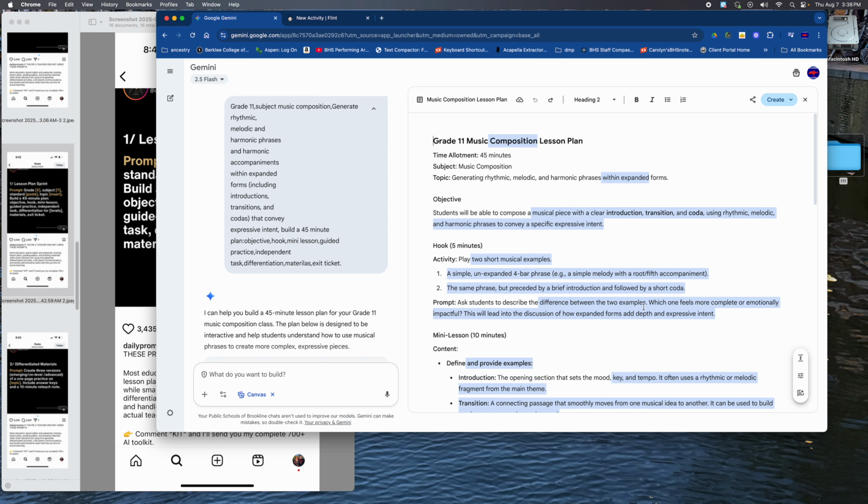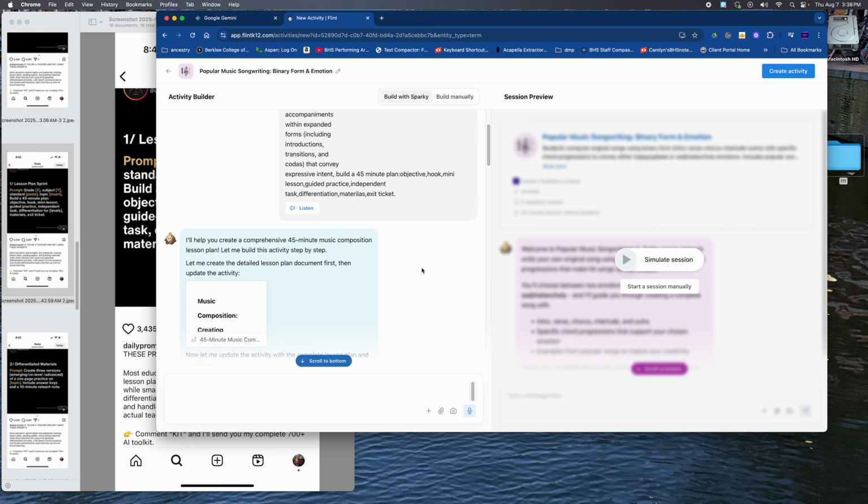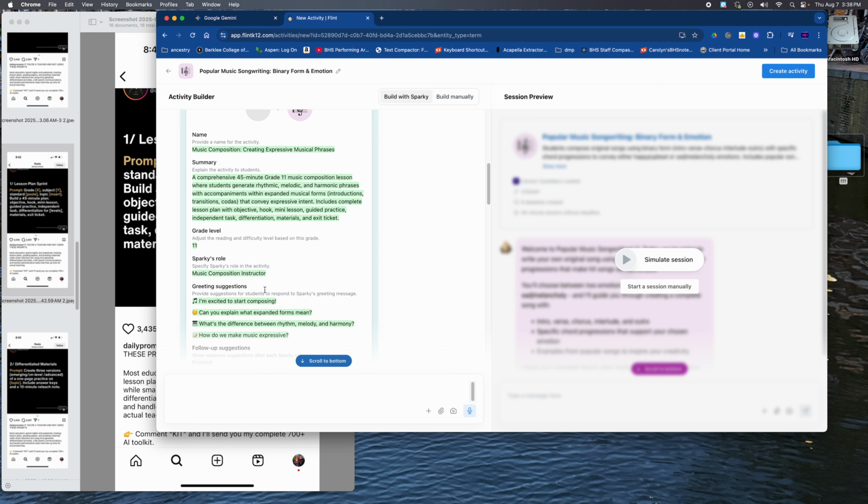So then I went and typed the same stuff into Flint, where I wasn't very specific. I just said, let's do this. And Flint gave me kind of the same thing here, except that they were a little bit more specific.